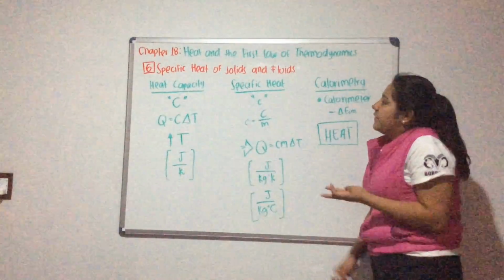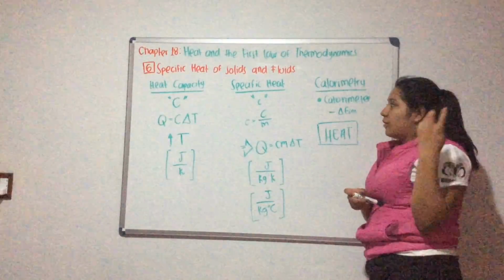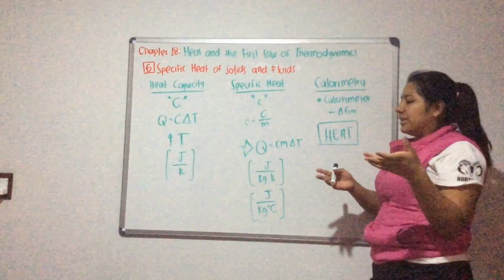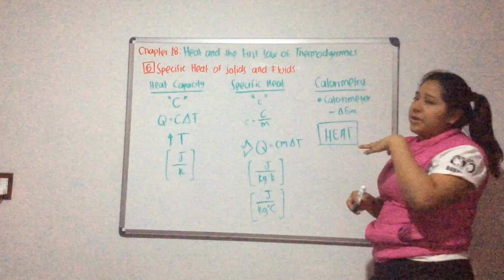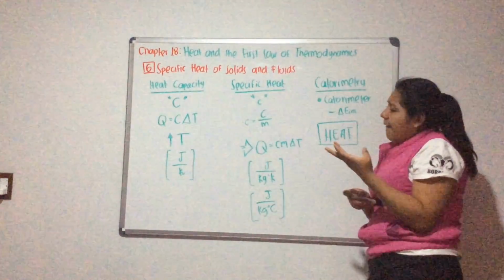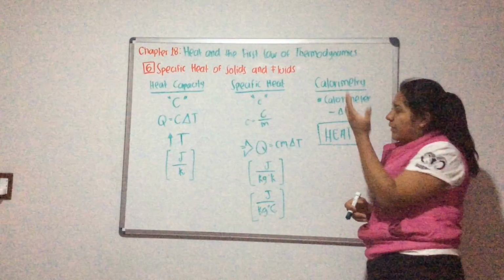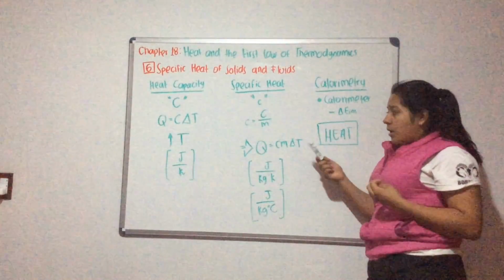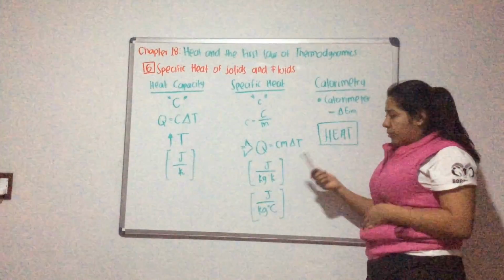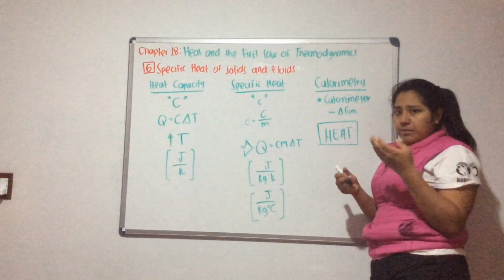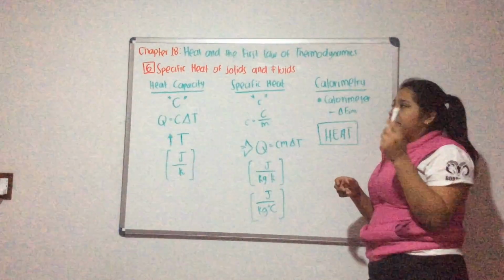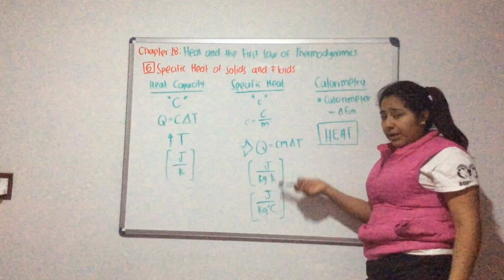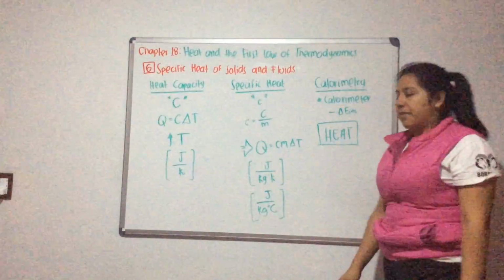Now, the specific heat, which is represented by the lowercase c, is defined as the heat capacity per unit mass. In terms of the change in temperature and heat, it is given by this formula, and its units are joules over kilograms times Kelvin. Since it is defined in terms of temperature change, you can also use Celsius instead of Kelvin, but it's basically the same thing.